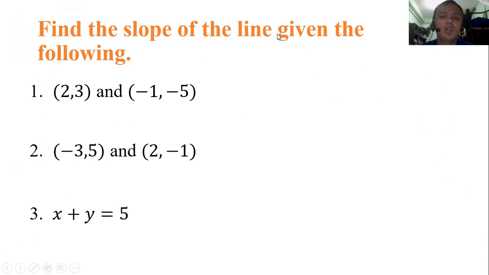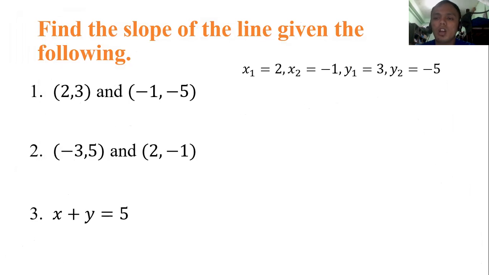Exercise. Now, find the slope of the line given the following points: 2, 3 and negative 1, negative 5. Using the formula of slope. The coordinates here are: x sub 1 is 2, x sub 2 is negative 1, y sub 1 is 3, y sub 2 is negative 5.